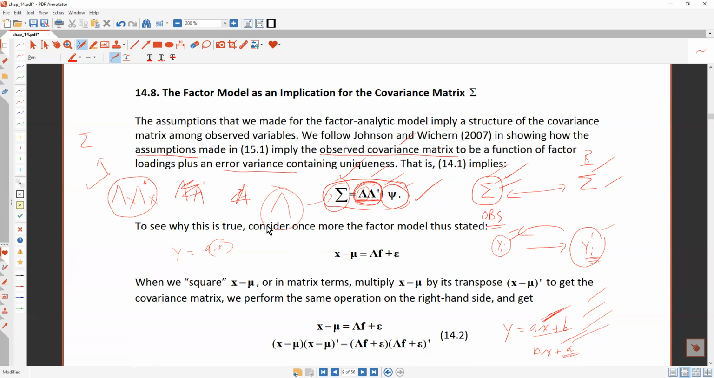Because if you can determine how to select that loading matrix, and you're really good at selecting the loading matrix, then you're going to be really good at reproducing the observed covariance matrix, which means you're going to have a good match between the covariance matrix observed and the covariance matrix based on your factor analysis.